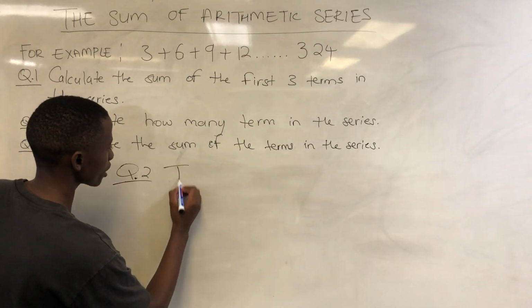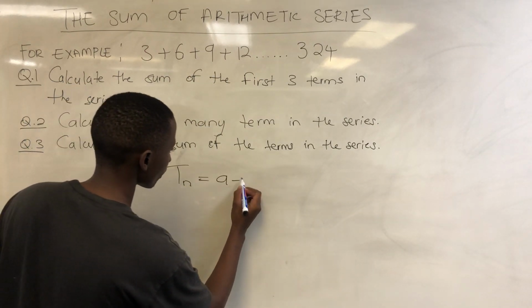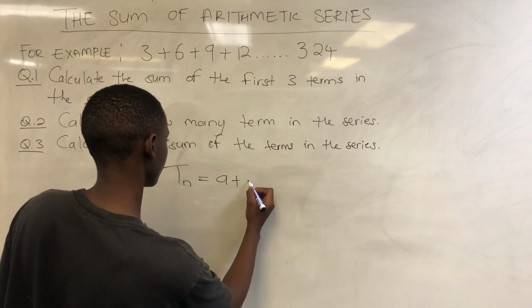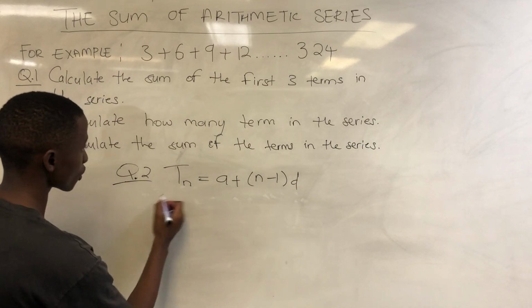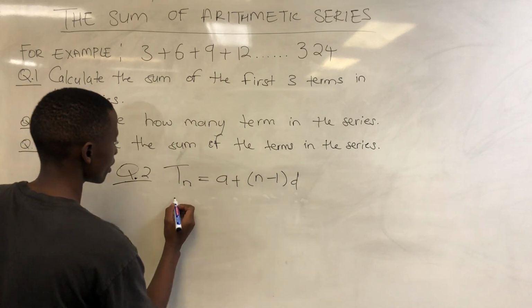So Tn is equal to a plus n minus 1 times d. And Tn, the term, is 324.